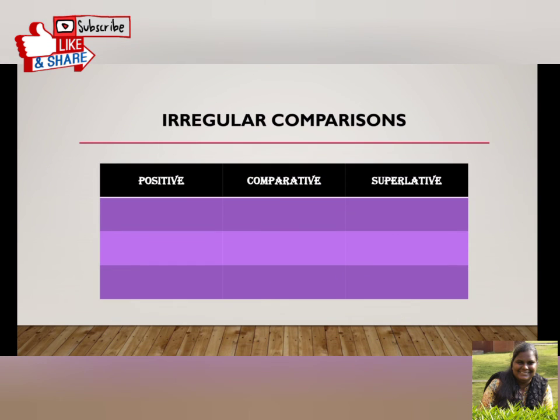And the last rule, there are irregular comparisons. It means some words we have wherein we need not add any word before it. So, some examples are little, less, least; bad, worse, worst; good, better, best.